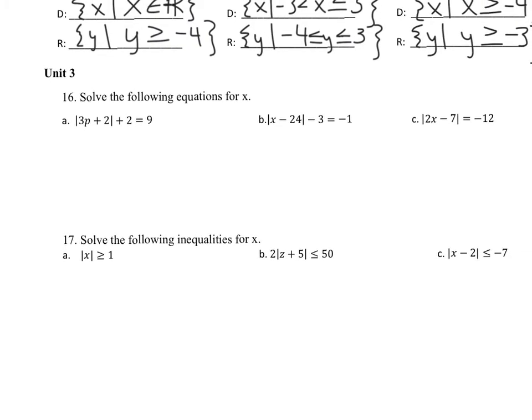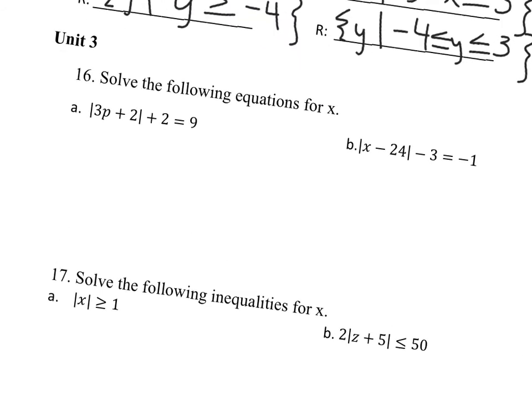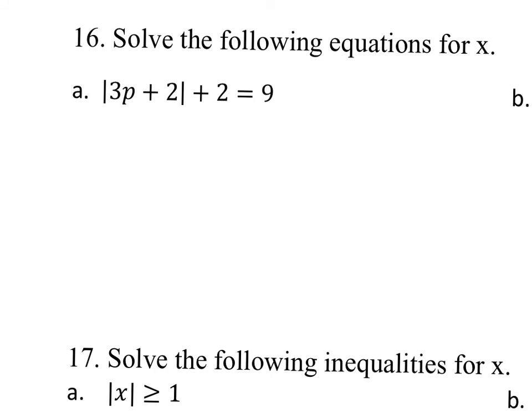Good. Very good. And let me zoom in so that way I have more space. Subtract it to the other side. So then I have 3p plus 2 is equal to 7. Okay? Now what do we do?